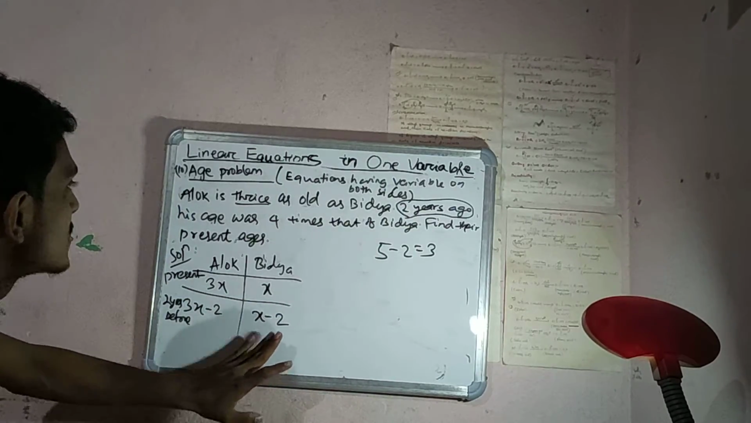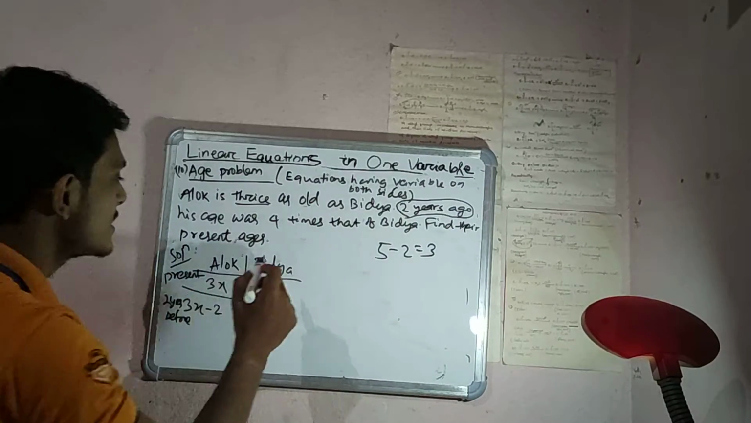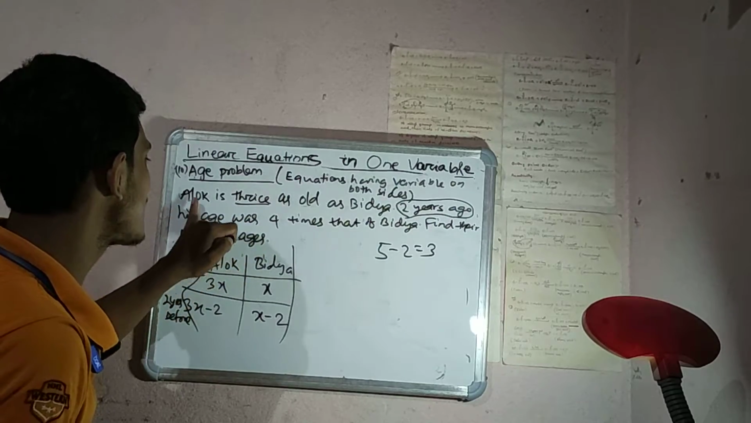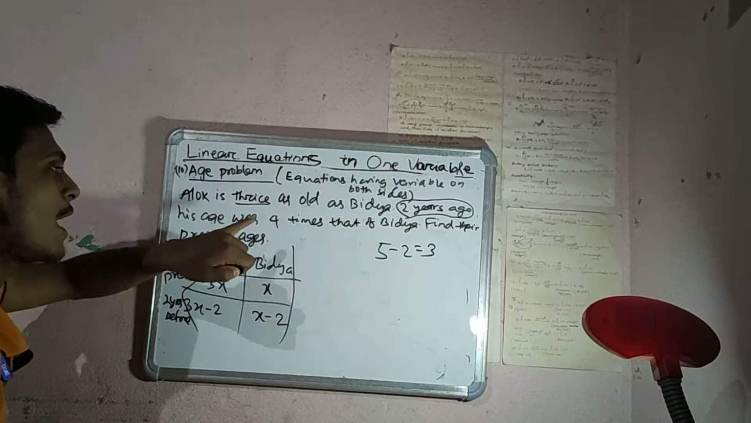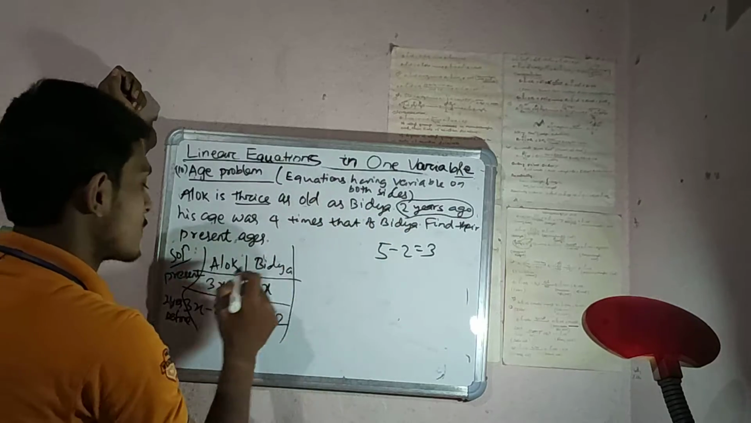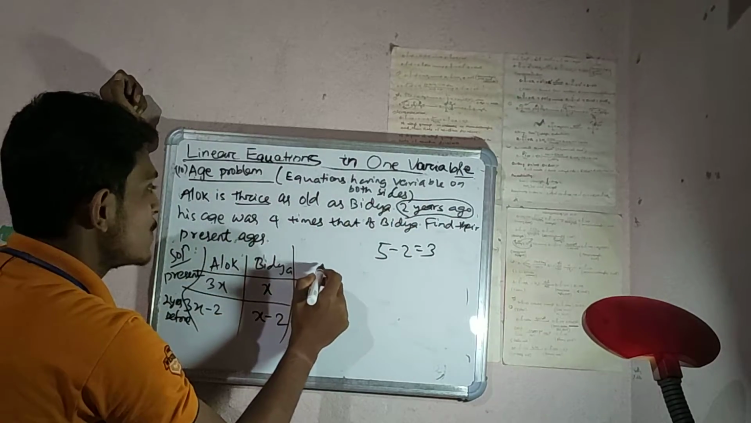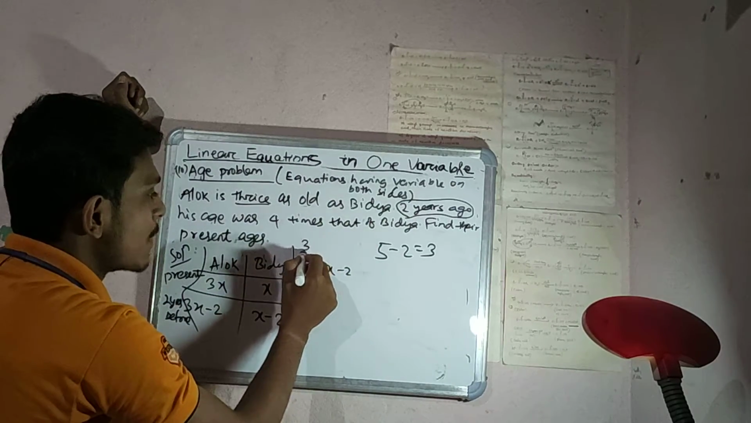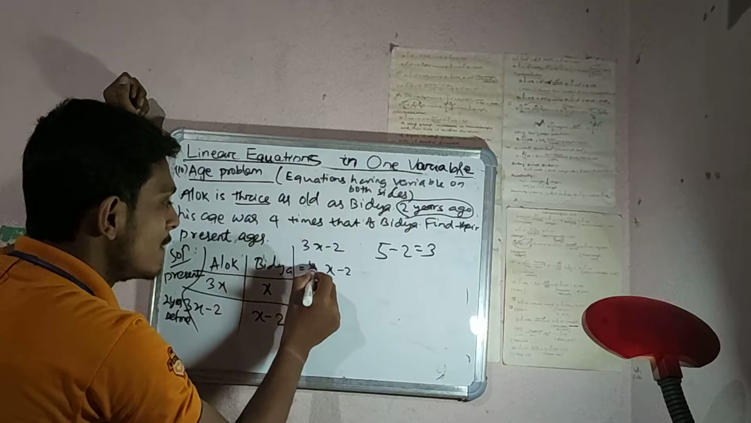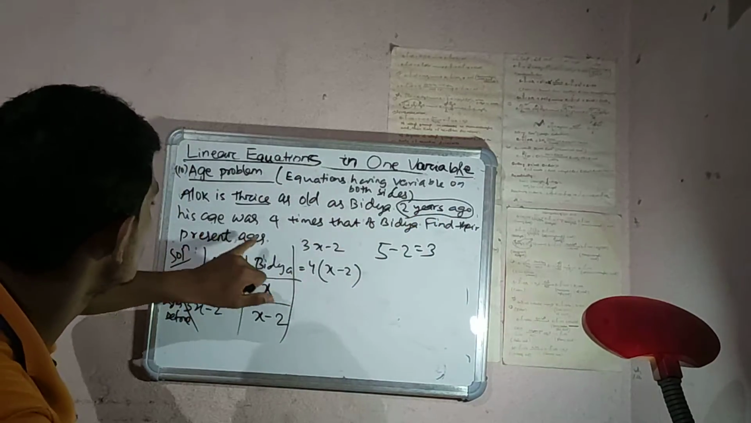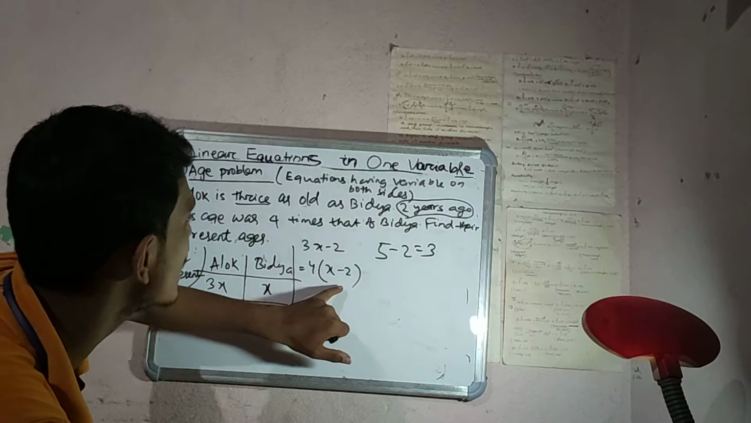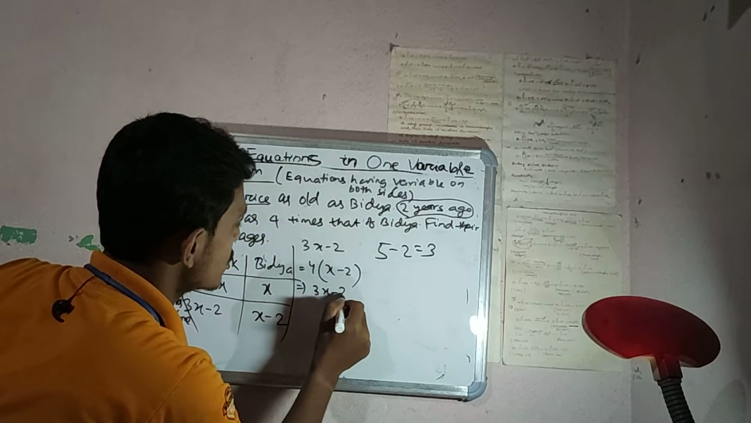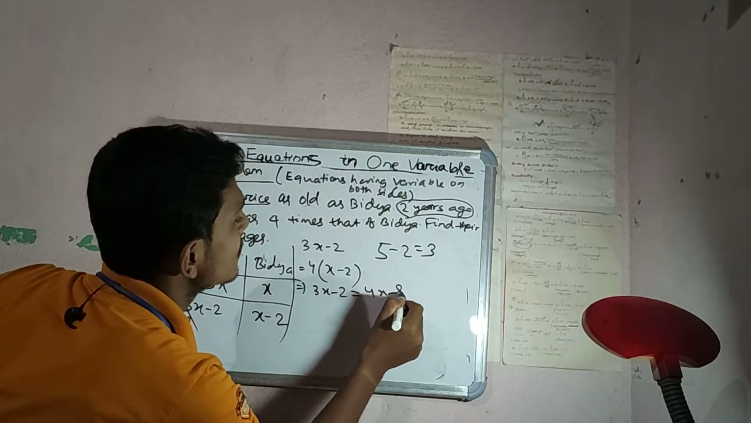It is given that 2 years ago, his age, meaning Alok's age, was 4 times that of Vidya. What is the age of Vidya 2 years ago? x minus 2. And what is the age of Alok? That is 3x minus 2. So 3x minus 2 is equal to 4 times x minus 2, that is 4x minus 8.